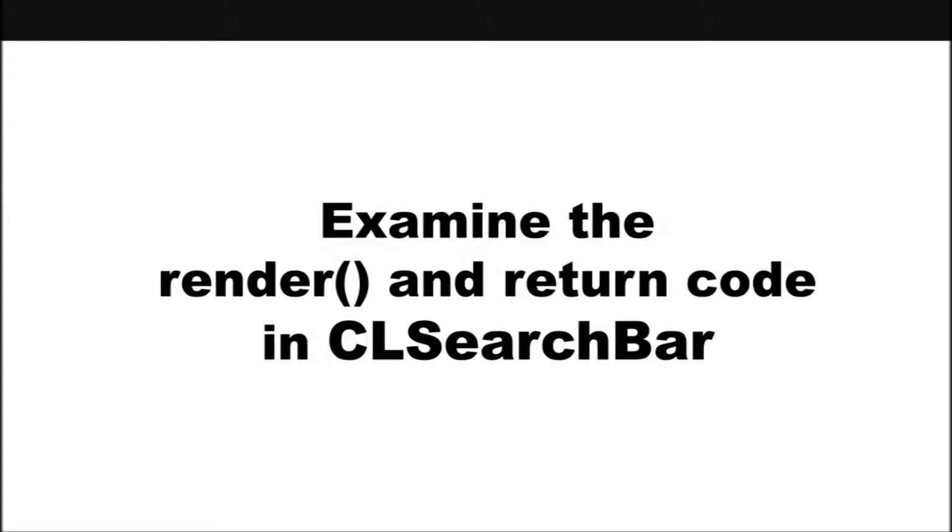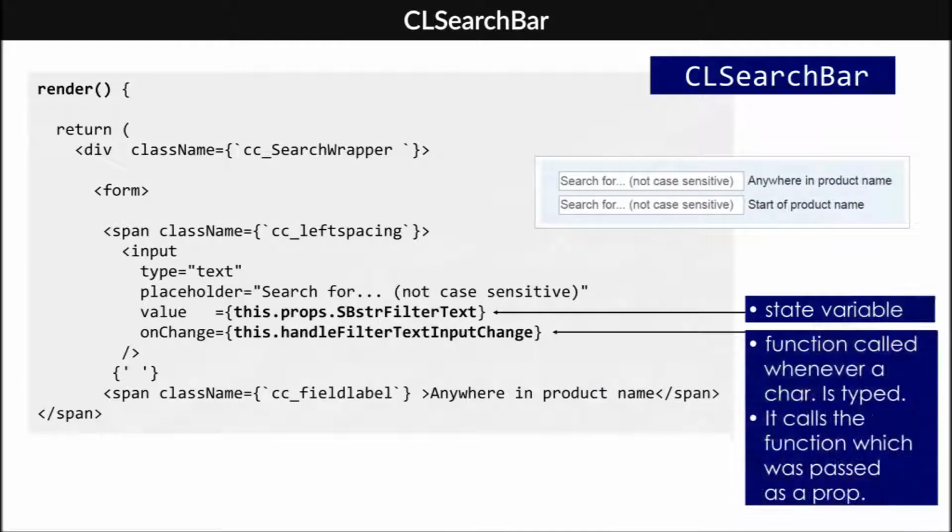So let's dig deeper into the CL search bar. And of course the place to go is the render method. So here is the render method and the all-important return statement. Deep inside of all that, you can see an input field. And let's have a look at the important attributes. The value, that is being set from an inbound property, this.props.sb string filter text. That is the value of the state field, which is holding the string for the anywhere in product name search string. So the state value and what's being displayed are always in sync.